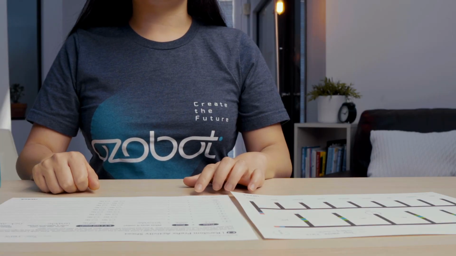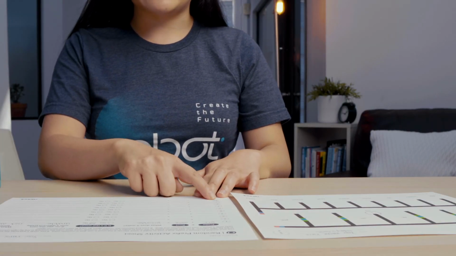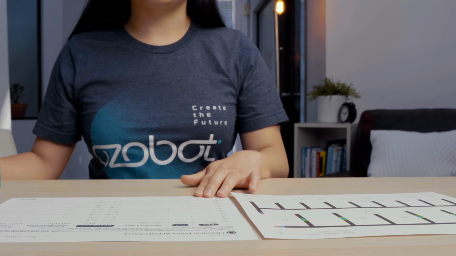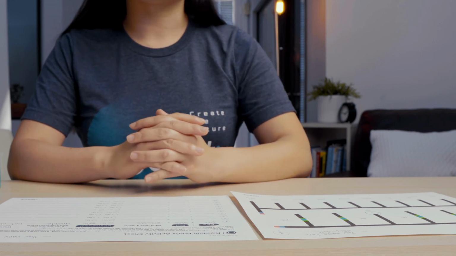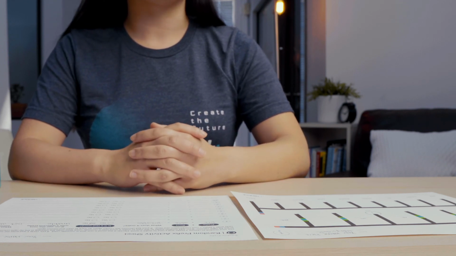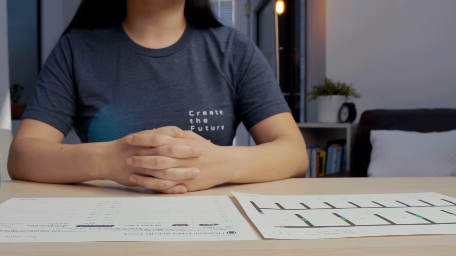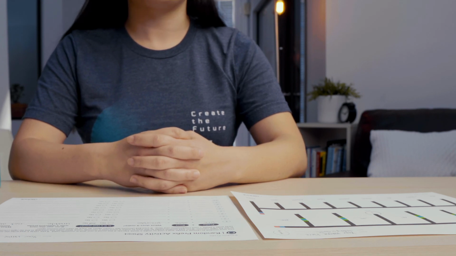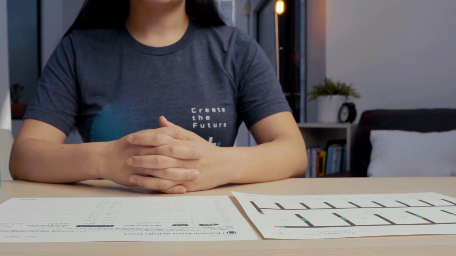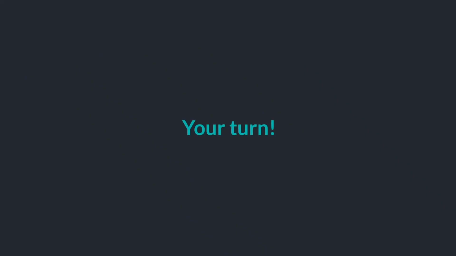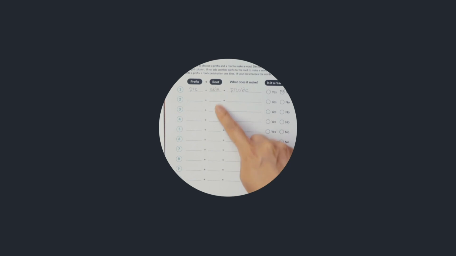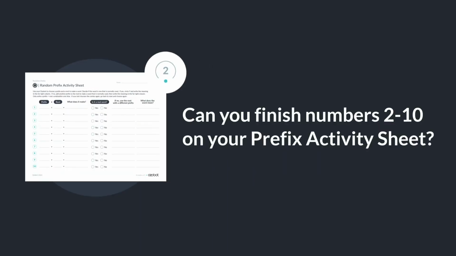Now you know what to do for numbers 2 through 10. Put your Ozobot on start and choose some prefixes and root words. You only need to write the same combination of prefix and root word once. If your Ozobot chooses the same combination more than once, simply go back to start and choose another combination of prefix and root word. Can you finish numbers 2 through 10 on your prefix activity sheet?